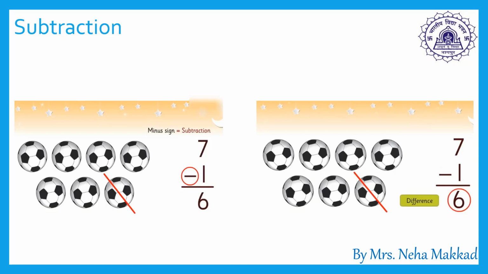There are 7 footballs here. By using the technique of crossing out, we cross out one football. What is left is 6. So, total 6 footballs are left. The answer of the operation of subtraction is known as difference. Like in the picture, there are 7 footballs and when we remove one football out of it, the answer which is obtained is known as difference.